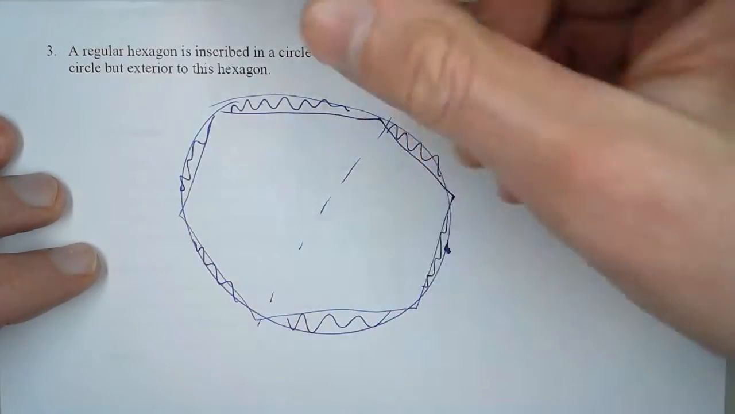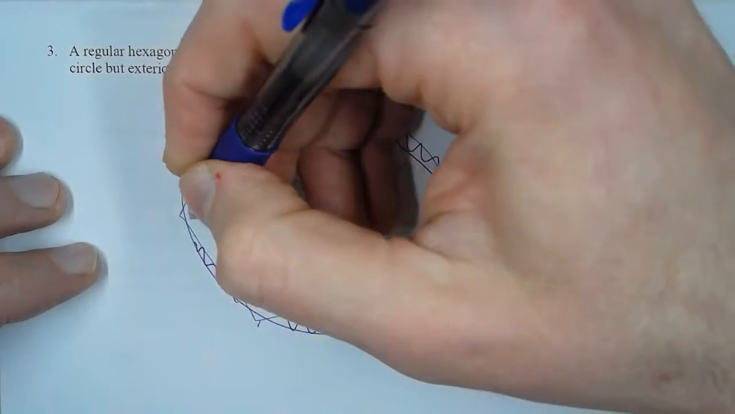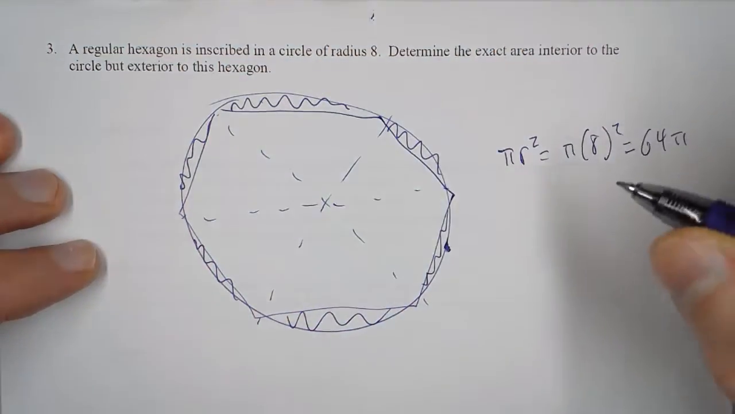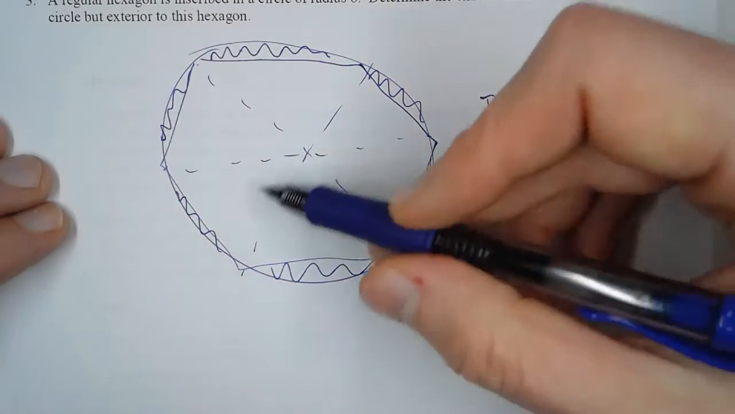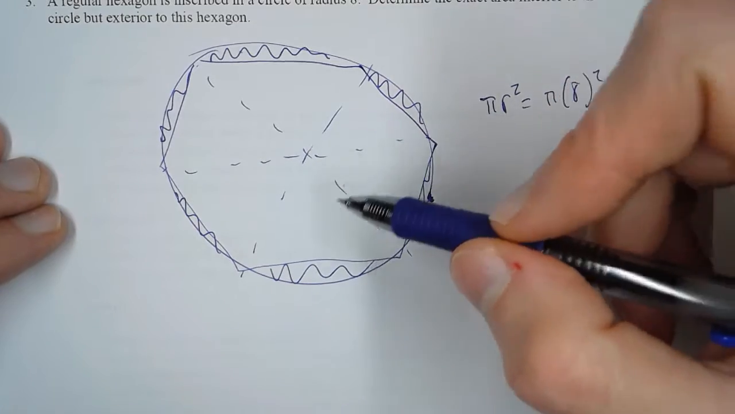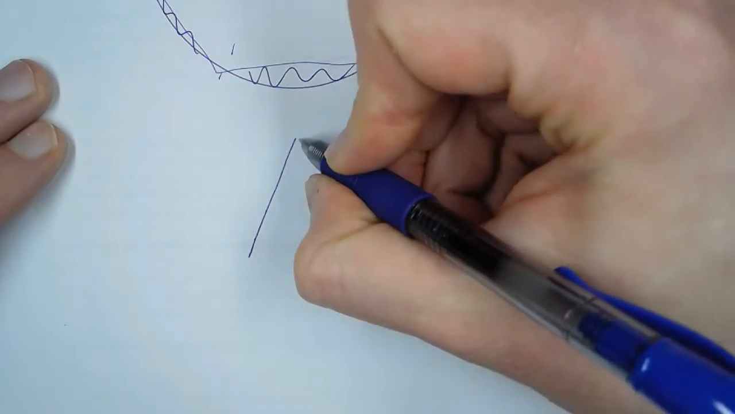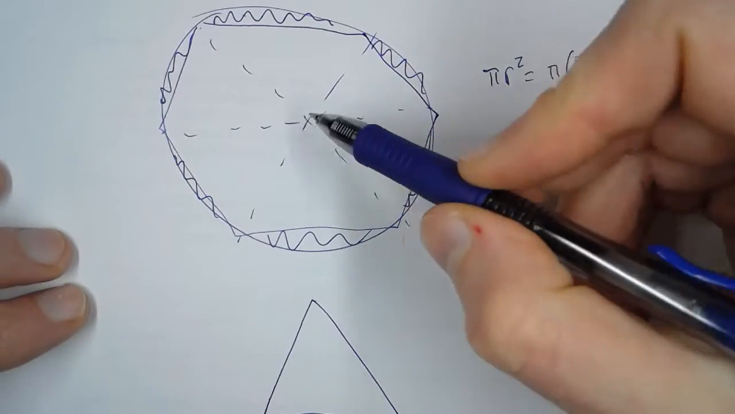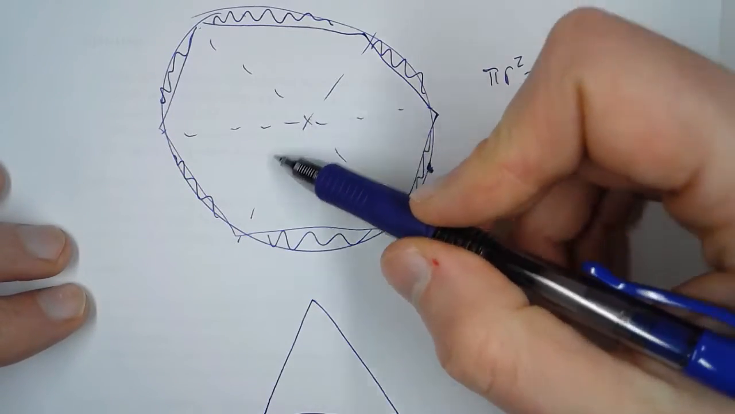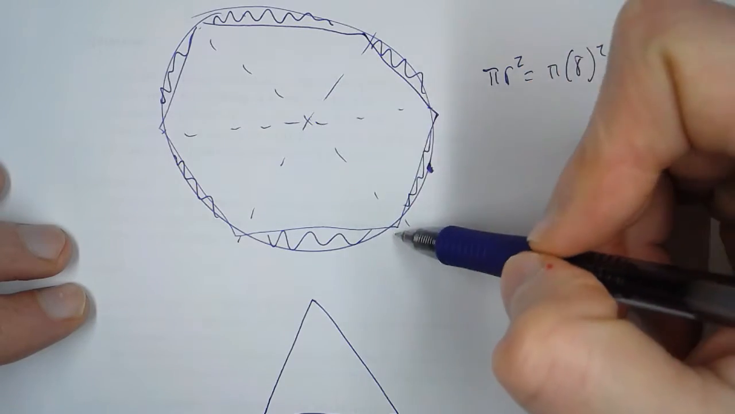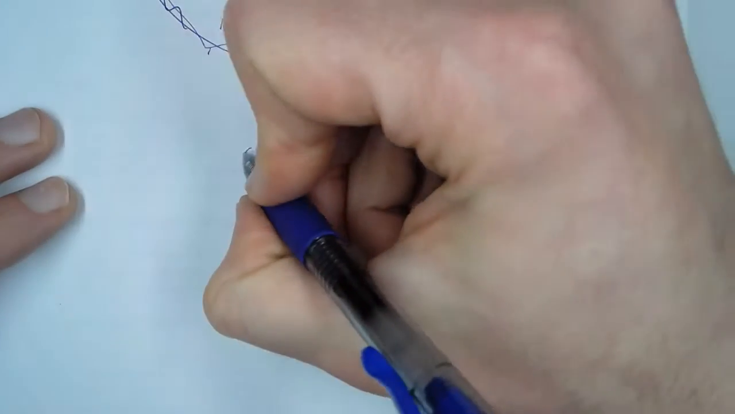A hexagon is really just 6 equilateral triangles, which means if we can figure out the area of one of these equilateral triangles, we've got them all. So let's focus on one of them. Now we know that the radius of the circle is 8, and that's important because that means these 3 sides are all 8.